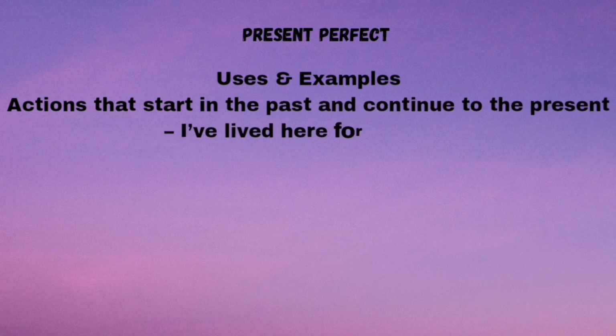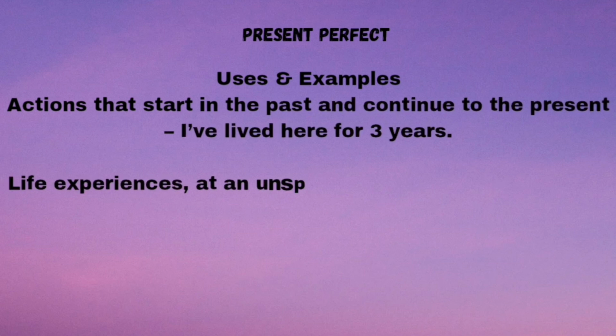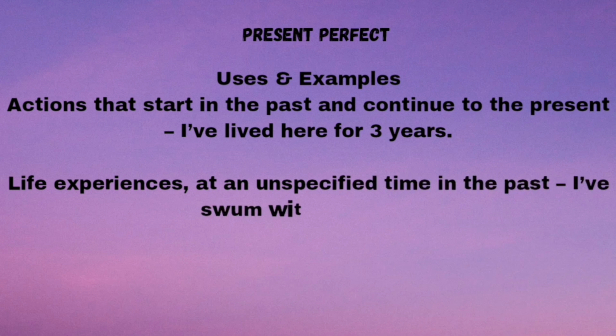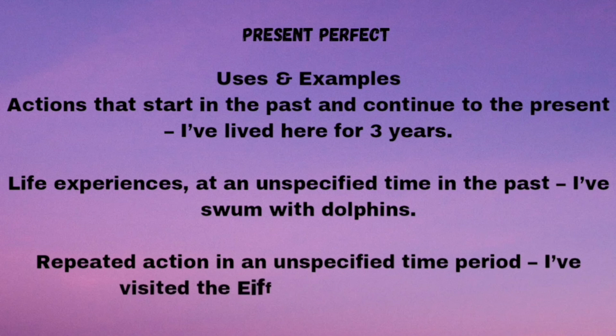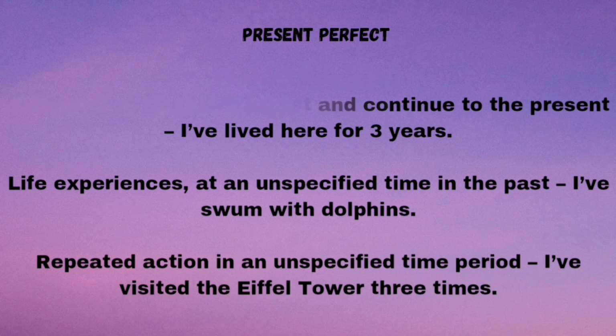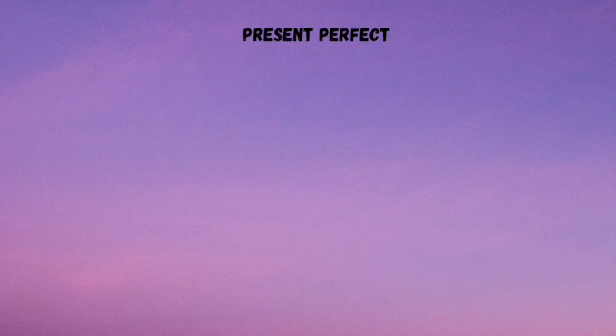Present perfect. Uses and examples. Actions that start in the past and continue to the present. I've lived here for 3 years. Life experiences at an unspecified time in the past. I've swum with dolphins. Repeated action in an unspecified time period. I've visited the Eiffel Tower 3 times.